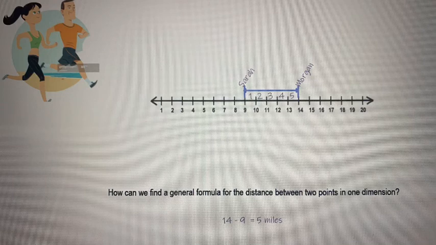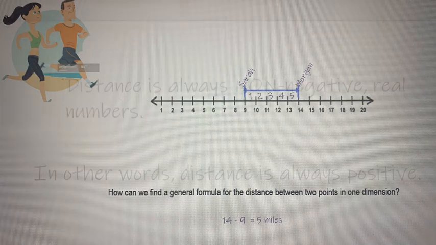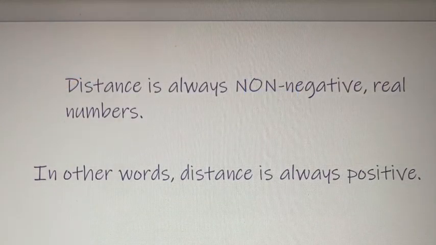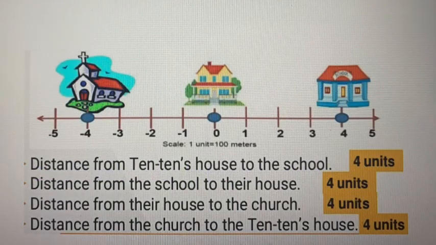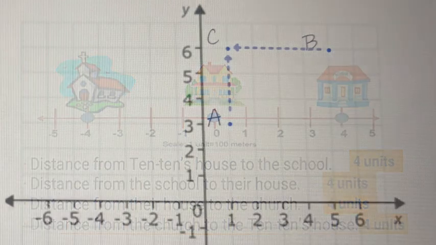But now, what is distance? Well, distance I know is always a non-negative real number. In other words, I'm finding the absolute value of whatever I find, because if I have here on a number line, a church, a house, and a school, the distance between the house and the school is 4 units. Well, the distance between the church and the school is also 4 units, even though the church is at -4.